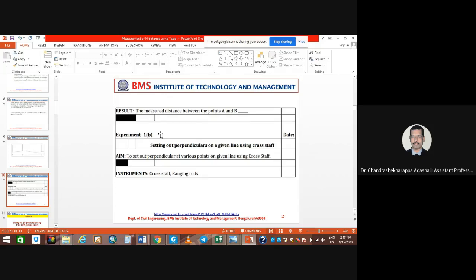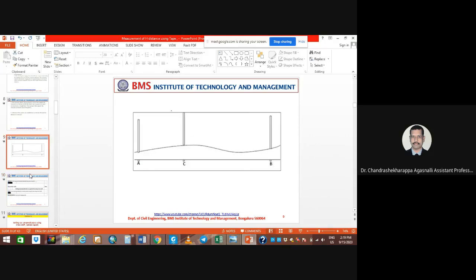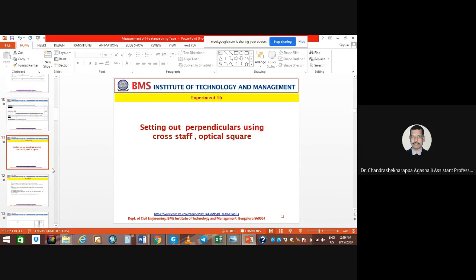line. Say for example, when you are making the griddings, it's called block leveling. So maybe 5 meter by 5 meter, or it may be 10 meter by 10 meter griddings. At that time you have to use this cross tab to make the proper 90-degree alignment of the gridding lines. Otherwise, the whole grid will be zigzag lines. That should not happen. This is what we have: setting out perpendiculars using the cross tab and optical squares.